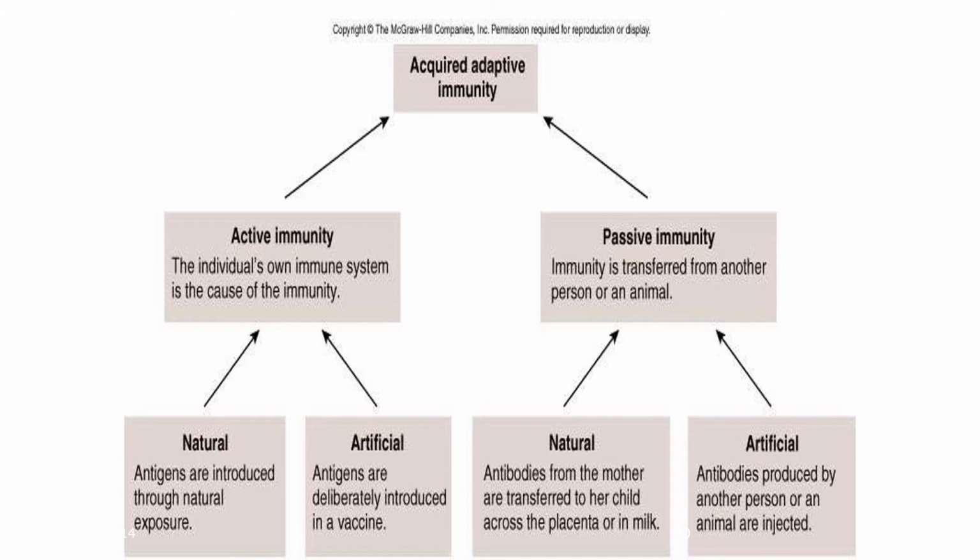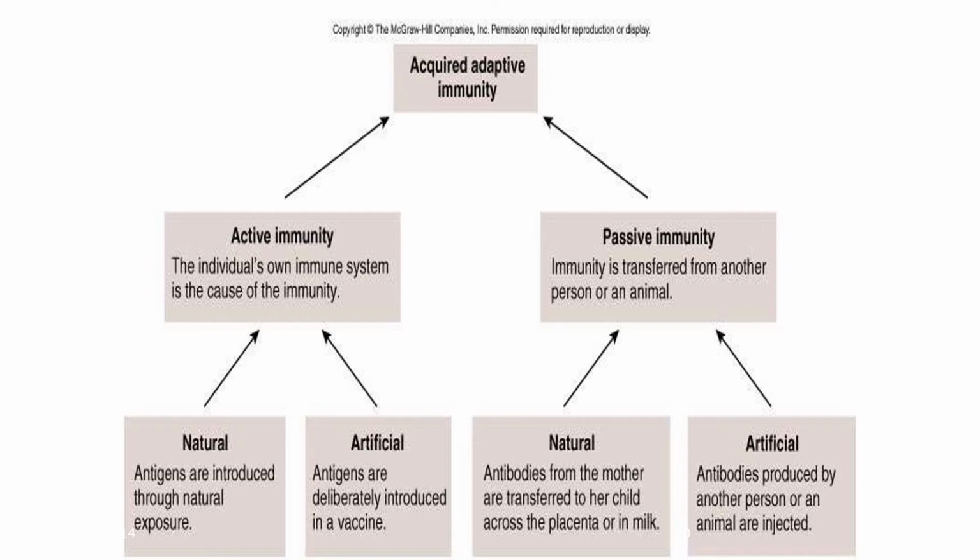This slide shows another classification of acquired immunity. Acquired immunity is divided into active immunity and passive immunity. In active immunity, the individual's own immune system is the cause of the immunity, while in passive immunity, immunity is transferred from one person or an animal. Active immunity is again divided into natural and artificial immunity, while passive immunity is again divided into natural and artificial immunity.